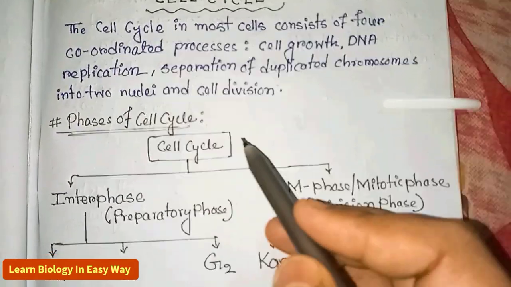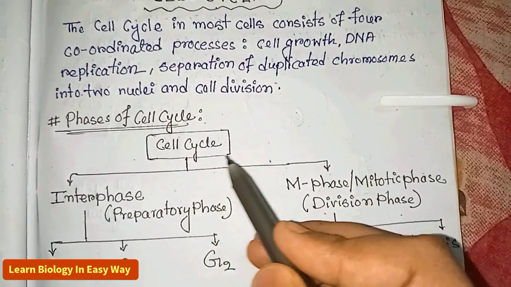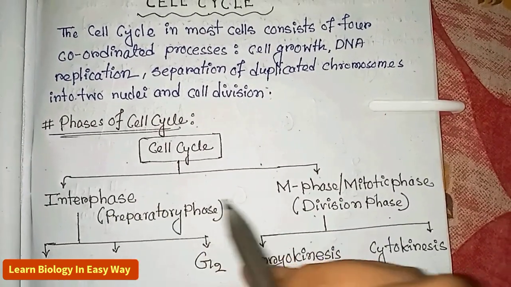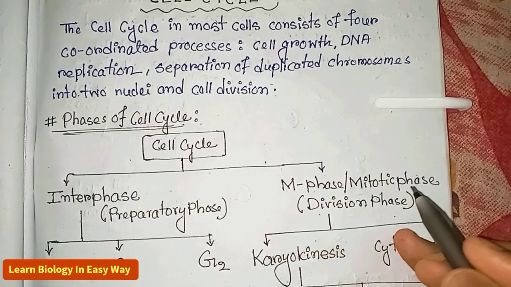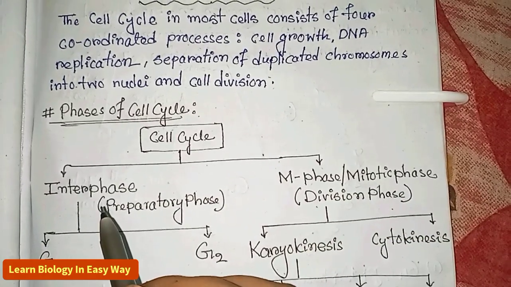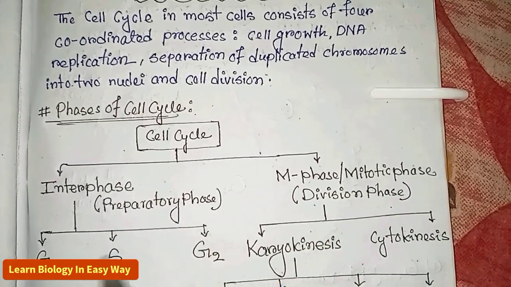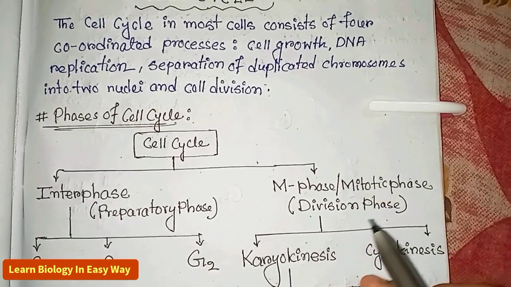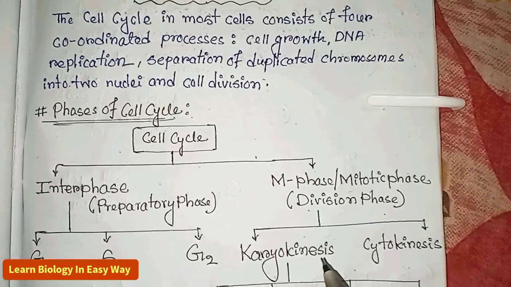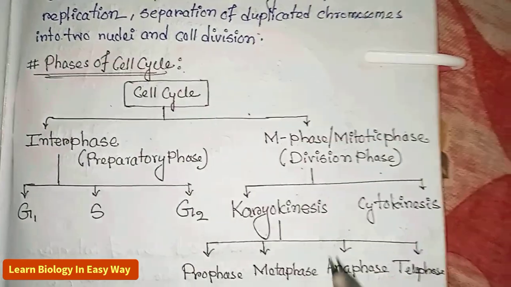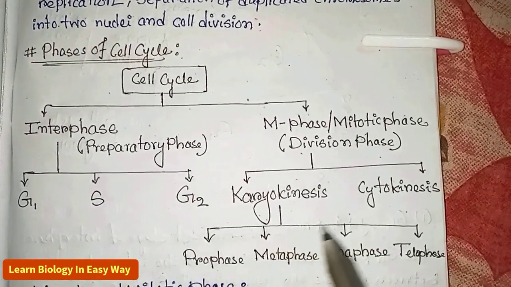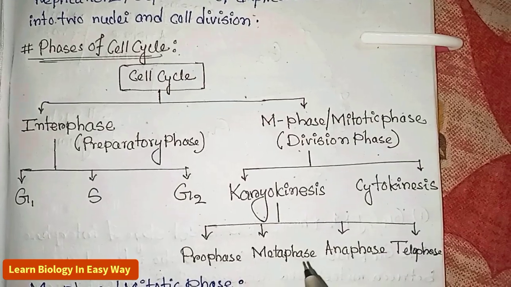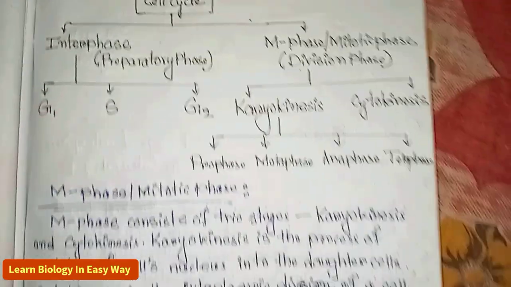Phases of cell cycle. Cell cycle is divided into two phases, interphase and M phase or mitotic phase. Interphase is divided into three phases, G1, S and G2. Mitotic phase is divided into two phases, karyokinesis and cytokinesis. Karyokinesis is divided into four, prophase, metaphase, anaphase and telophase.